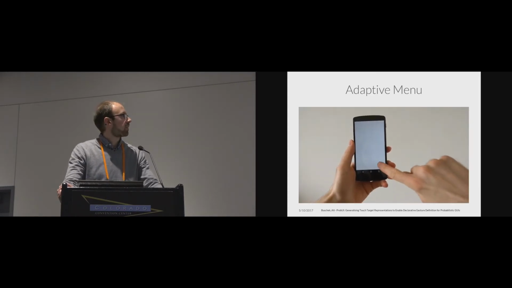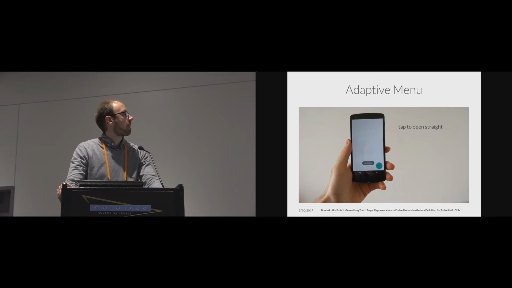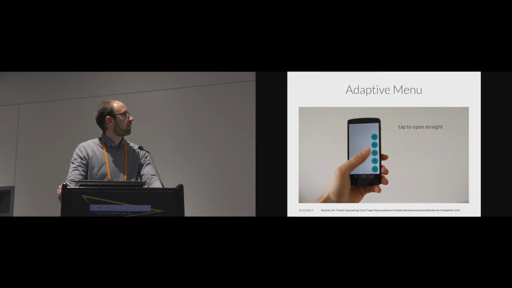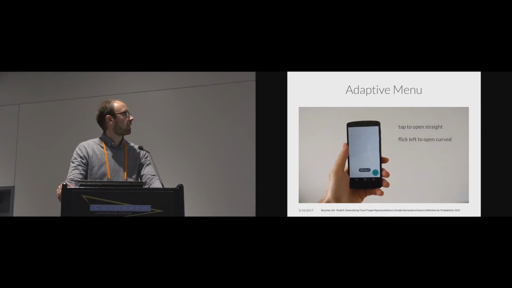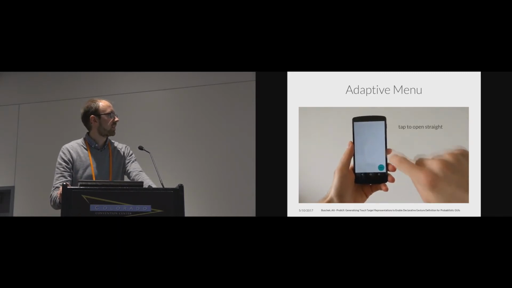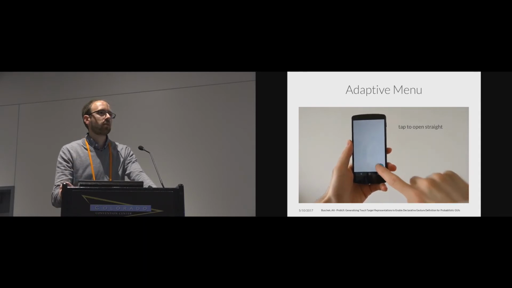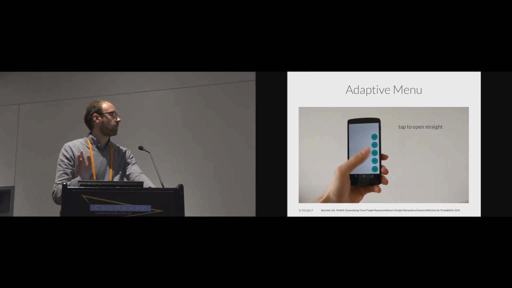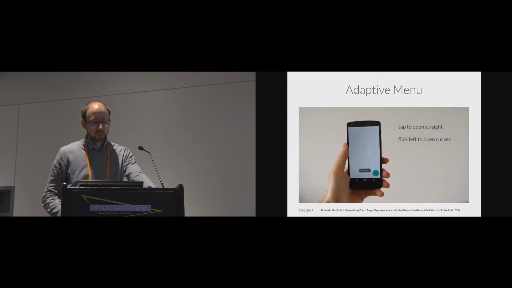In a similar spirit, we have this menu here inspired by Google's material design floating action menu. I can use it in a normal way. However, if I try to use it with my thumb, I might not be able to reach the upper elements. If I do this little flick, then it moves the elements around in a bended way. And the idea here is that we implemented first the normal tap that opens the menu in a straight fashion, and also this alternative way of activating it with this flicking behavior.